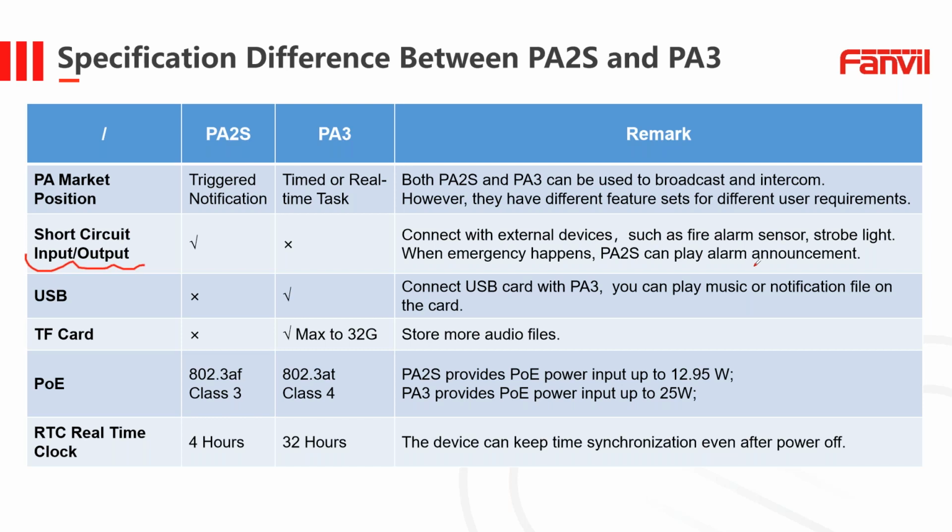And for PA3, it has USB and TF card ports, so it supports bigger storage, and it can store more audio files. The biggest difference between them is PoE power supply. For example, PA3 can provide PoE power up to 25 watts, and that's helpful. For example, when you install those devices, it can be easier. Those are the many differences between PA2S and PA3.